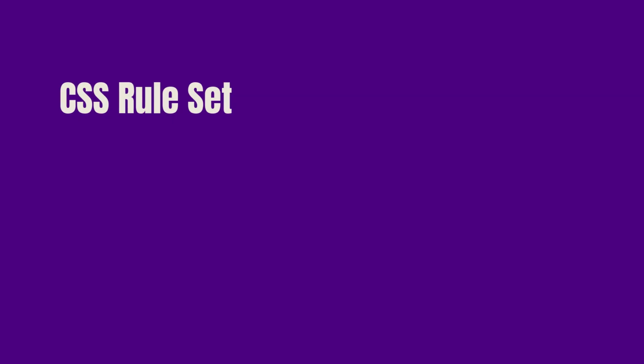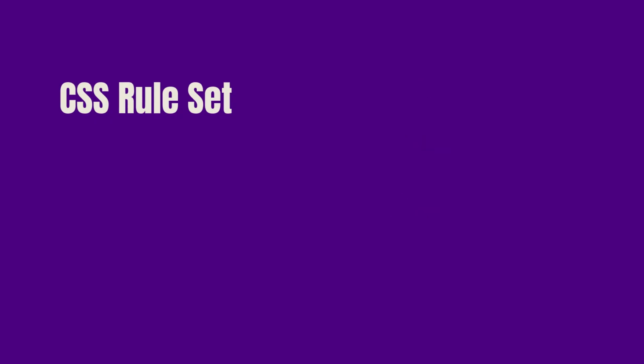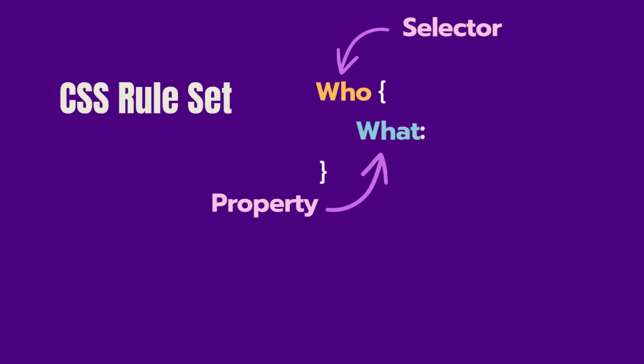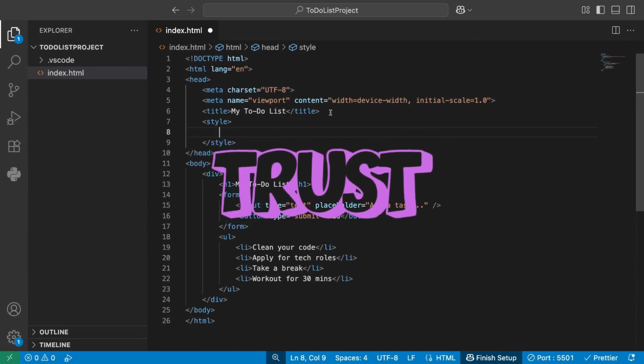A CSS rule set establishes your who, what, and how when it comes to styling. It looks a little something like this. First, you have your selector, which is who the styling will be applied to. Then you create a declaration block with style instructions. The declaration will have a property, which is what you will be changing about a specific element. And then you have a value. This is how you want the property to look or behave. Don't worry, after a short while of writing CSS, this syntax will become second nature. Trust. Back to our code.